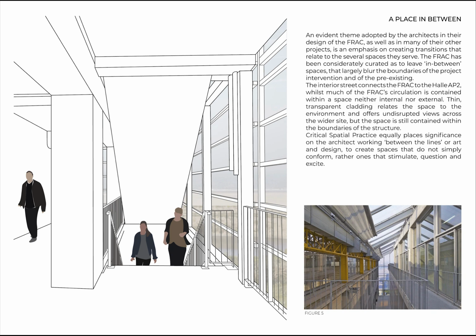Then, finally, the project shared with critical spatial practice an emphasis on working between the lines. A key part of the FRAC's programme is this idea of transitional spaces that connect the different spaces they serve. Lacaton and Vassal selected the qualities of these spaces and used them appropriately in their thresholds. For example, much of the project's circulation is placed on the edge of the structure. Whilst it's still within the mass of the building, transparent cladding draws in plenty of natural light and creates an environment neither internal nor external.